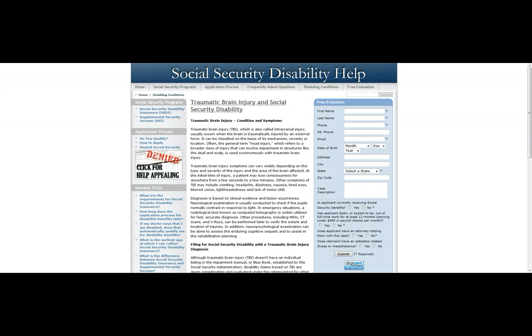Traumatic brain injury symptoms can vary widely depending on the type and severity of the injury and the area of the brain affected. At the initial time of injury, a patient may lose consciousness for anywhere from a few seconds to a few minutes. Other symptoms of TBI may include vomiting, headache, dizziness, nausea, tired eyes, blurred vision, lightheadedness, and lack of motor skill. Diagnosis is based on clinical evidence and lesion occurrences.